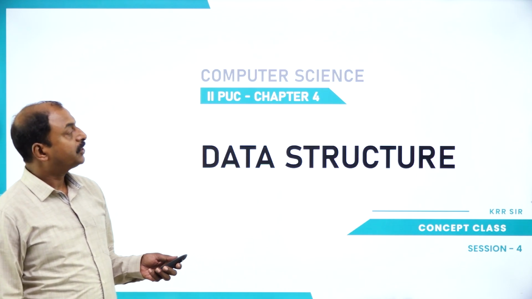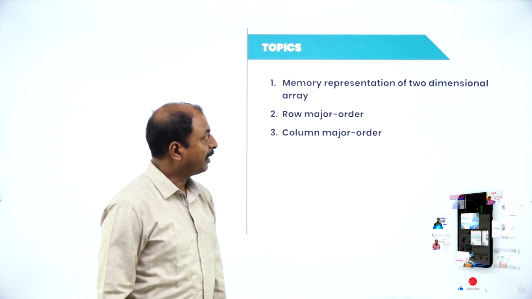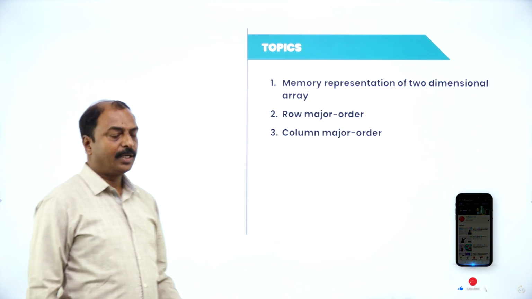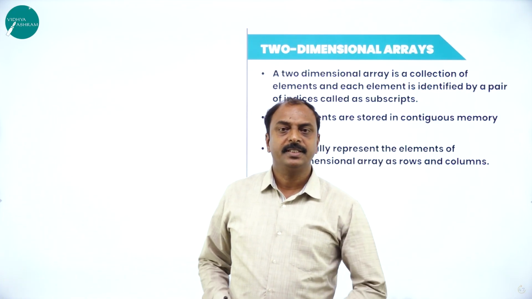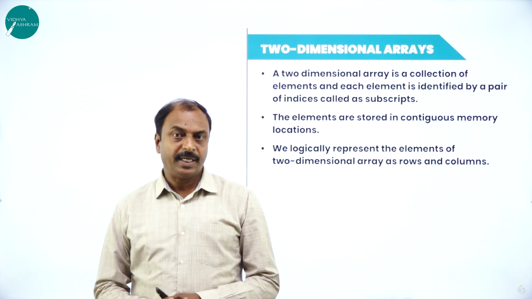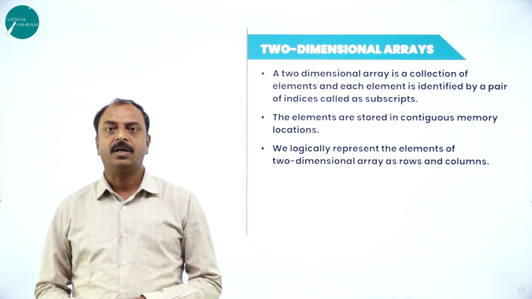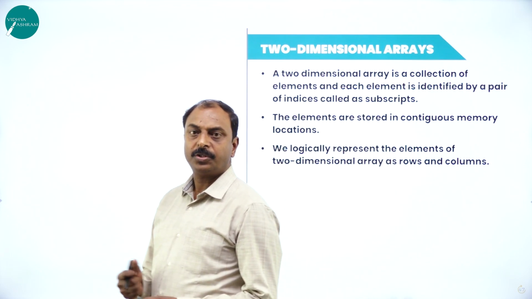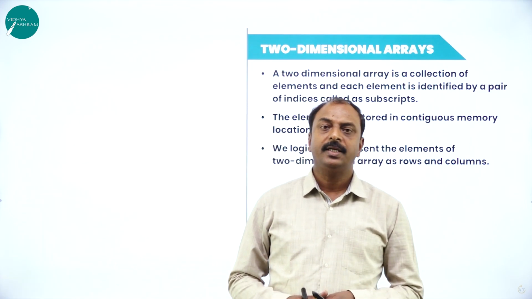Students, let us start our discussion with the concept memory representation of two-dimensional array and row major order and column major order. Now let us see the definition of two-dimensional array. Students, in our previous sessions, we have discussed the one-dimensional array. What is one-dimensional array? In one-dimensional array, the data elements are stored either in one row or in one column. And one more definition, we can say that here the data items are represented by using one subscript.